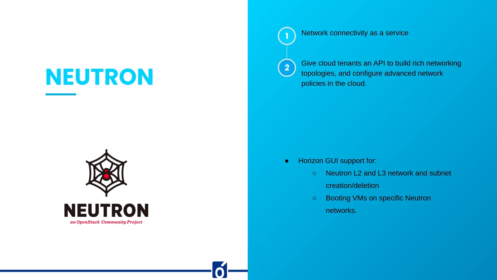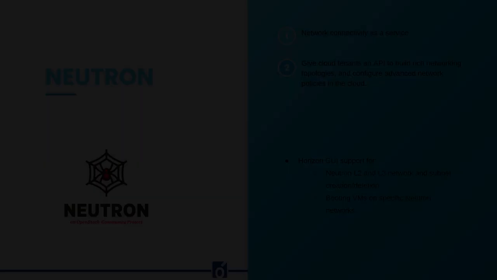Basically, the Horizon UI supports Neutron L2 and L3 network and subnet creation and deletion, and booting a VM on a specific Neutron network. So this is the UI support. You can use Neutron through the GUI for these two parts.